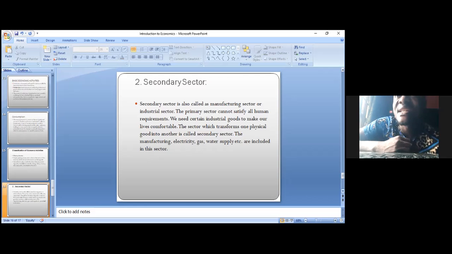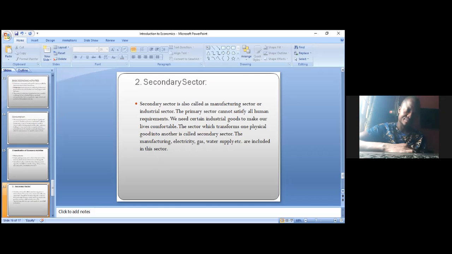So we need certain industrial goods to make our lives comfortable. If you are consuming based on the primary sector alone, you might not enjoy your life, might not feel the impact of life in your body. That's why the primary sector always occurs in underdeveloped countries, those countries that are yet to develop, those countries that are trying to come up. So in the primary sector there are major activities, with just a few in the secondary sector.